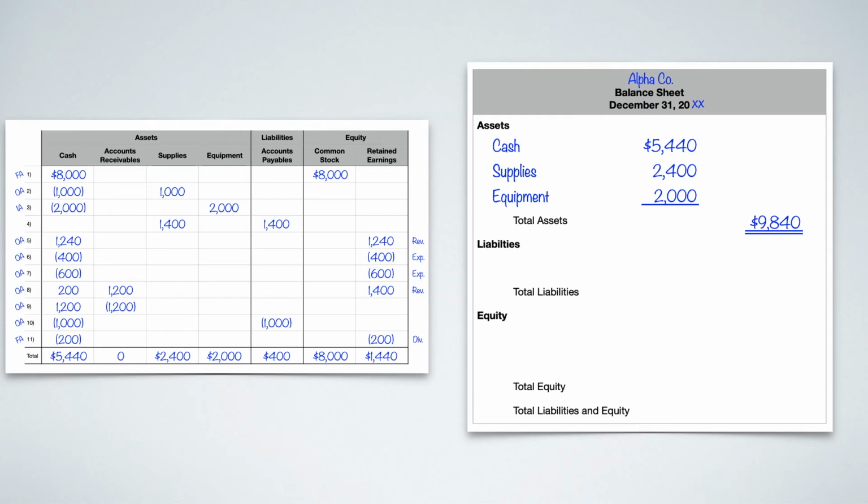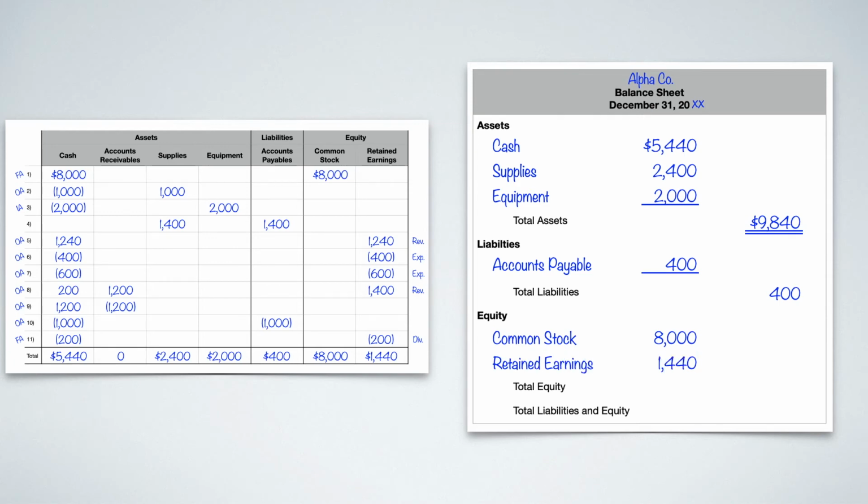All right, now we go to liabilities. We have accounts payable, so I'm going to put accounts payables there. Our balance is $400, and that's all we have. So I can say the sum of my total liabilities is also $400. And then we have equity. And equity has two parts, the common stock and retained earnings. So common stock, my balance is $8,000, and retained earnings, my balance is $1,440.